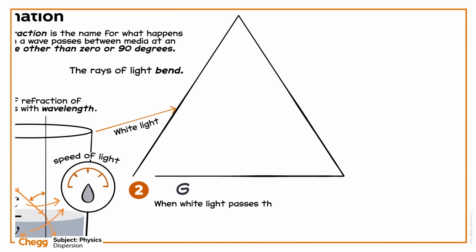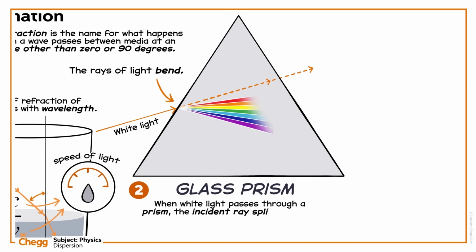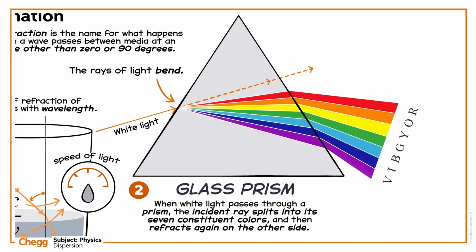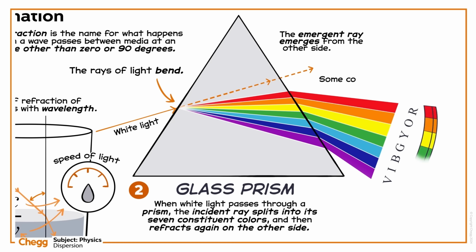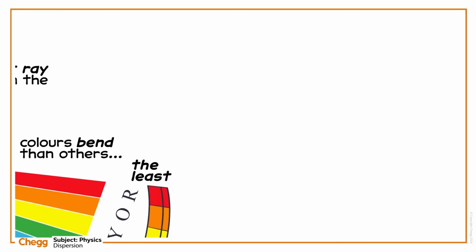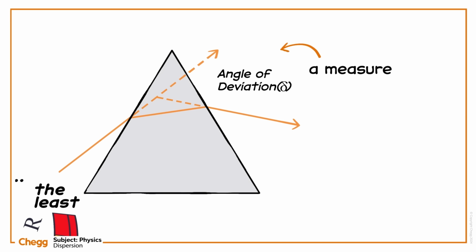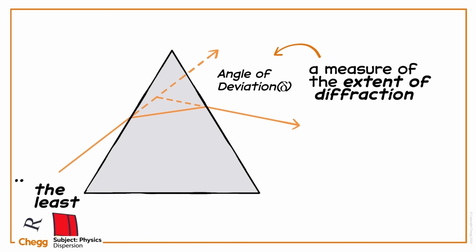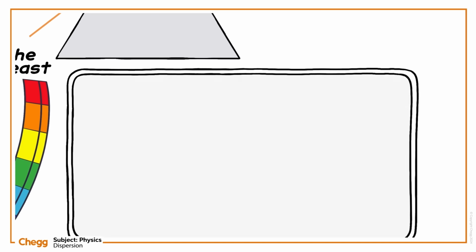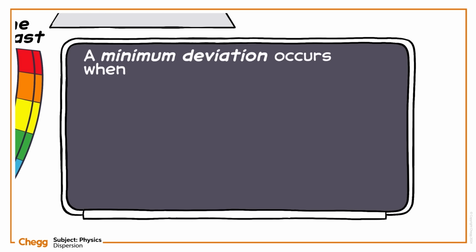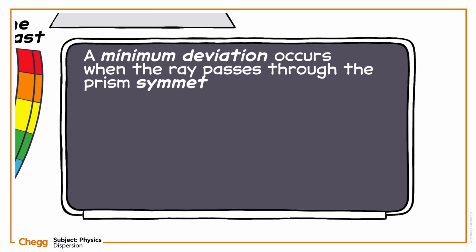When white light passes through a prism, the incident ray splits into its 7 constituent colours and then refracts again on the other side. The emergent ray emerges from the other side. Some colours bend more than others. Red refracts the least, and violet undergoes the maximum deviation. The angle of deviation is a measure of the extent of diffraction, defined as the angle between the incident ray and the emergent ray. A minimum deviation occurs when the ray passes through the prism symmetrically.